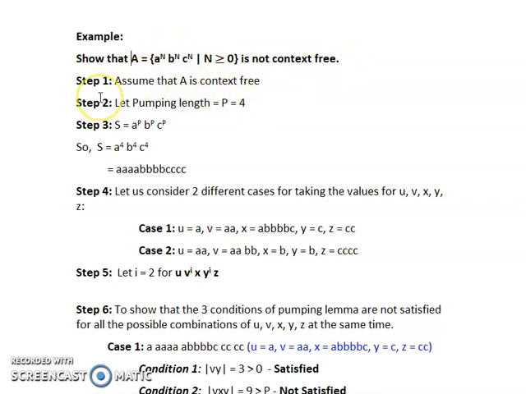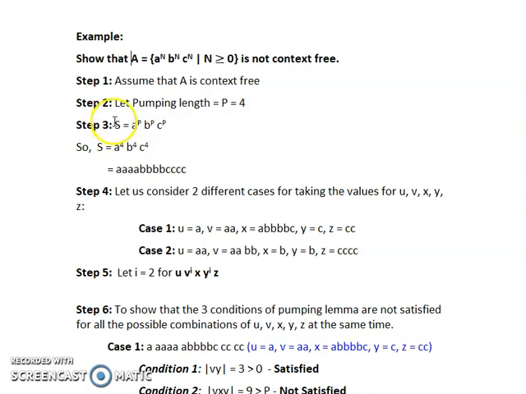Now let's start with our proof. Step 1, assume that the language which is given to you is context free. Step 2, find out the pumping length. So we have taken our pumping length as 4. You can take any value of your pumping length whichever you want. In this video, we are taking it as 4. You can take 5, 6, 7, whatever you like. Now you need to find a string S such that its length is greater than or equal to our pumping length.